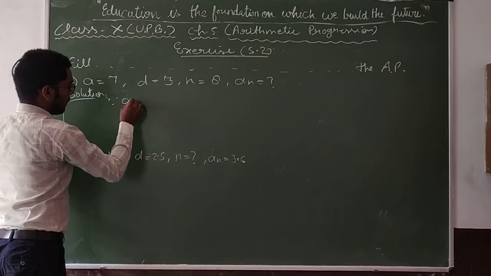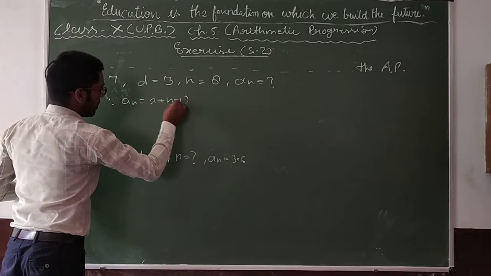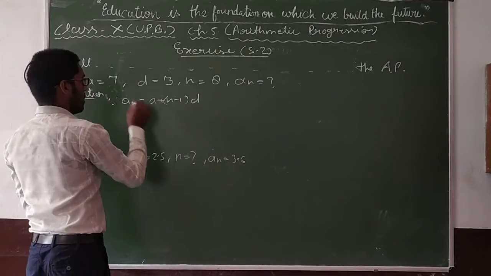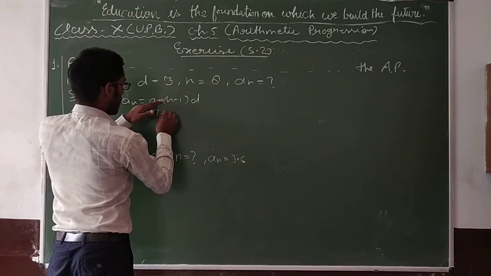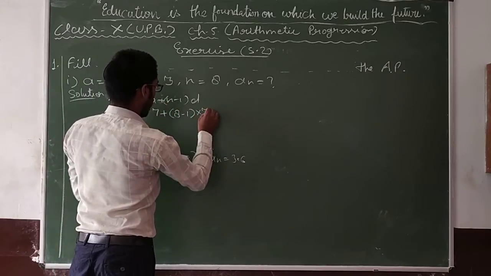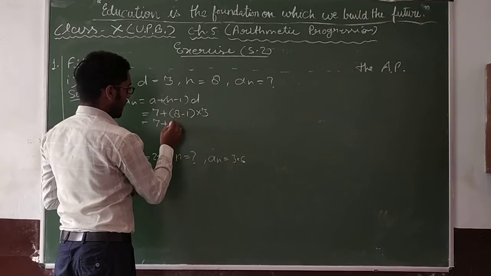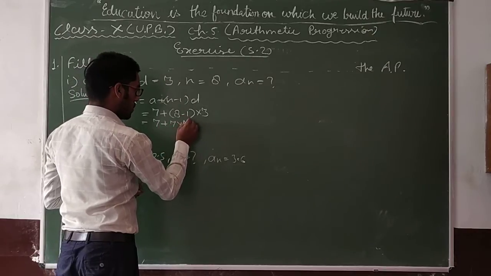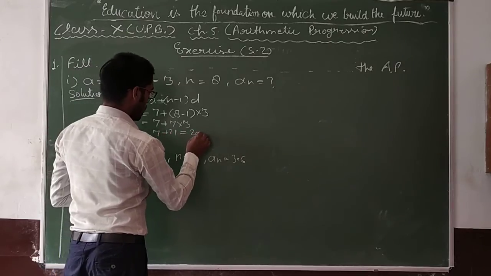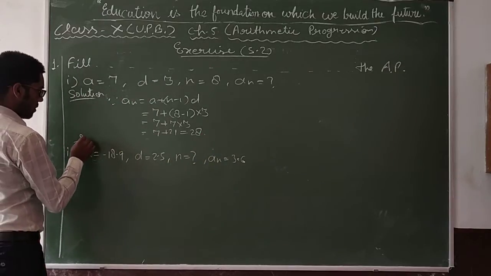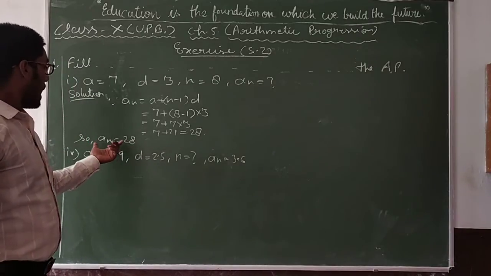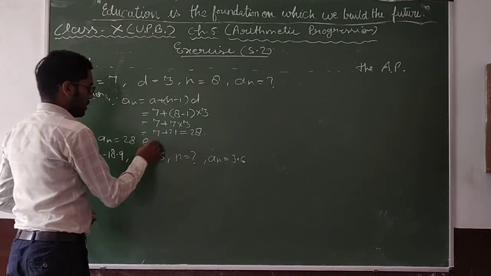Write the formula. an is equal to a plus (n minus 1) into d. Put your values in the formula because you have to find the value of an. a is 7 plus, in brackets, n is 8 minus 1, into common difference d, which is 3. 8 minus 1 is 7, into 3, is 7 plus 21, which is equal to 28. So an is equal to 28. That is your answer.